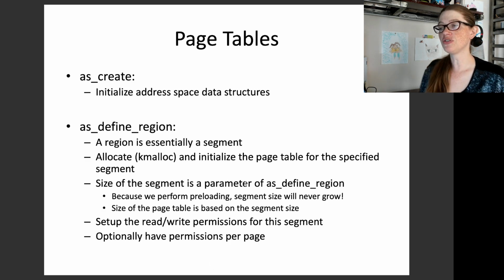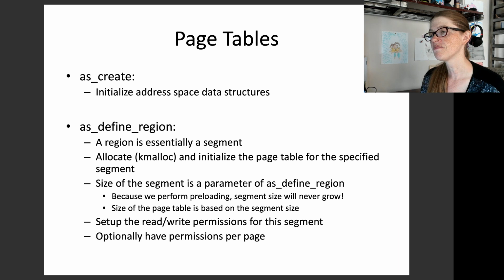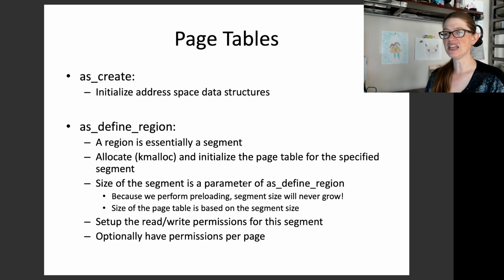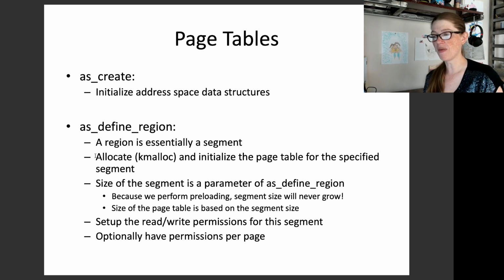During your AS create, which is responsible for initializing the address space data structures, it's very difficult to actually allocate the space for the individual page tables if you don't know how big those segments are going to be. So you can't really allocate the page tables in AS create. But in AS define region, where it actually says how big the region should be, you can actually allocate the space for the page table.